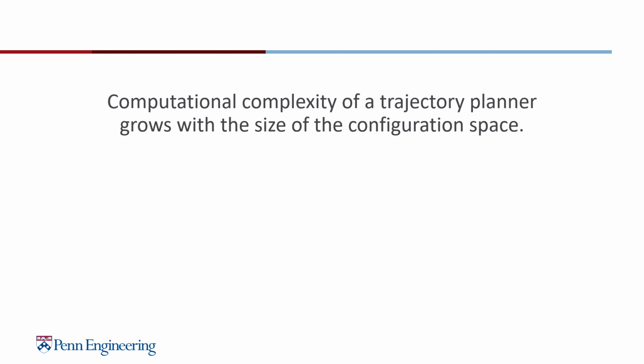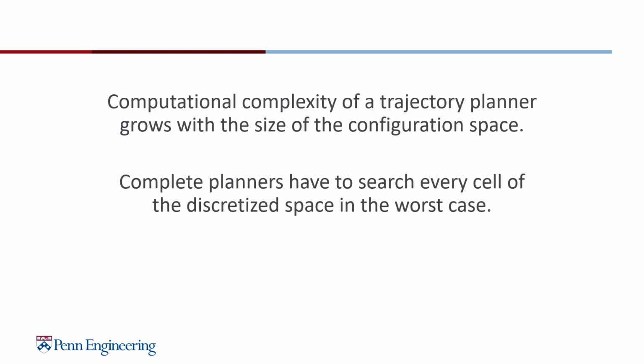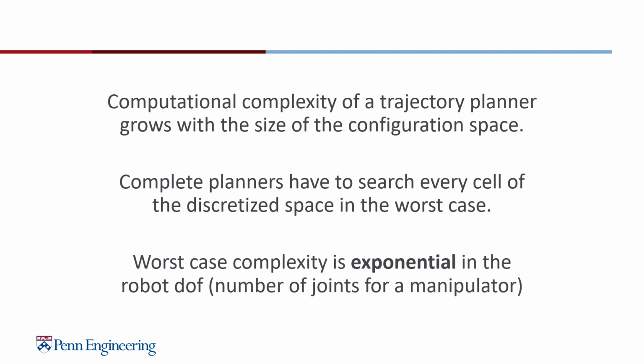In practice, the computational complexity of our planners that we described here grows with the size of the configuration space. This is because, in the worst case, they need to search every cell of the discretized space. And the discretized space grows exponentially with the number of degrees of freedom of a robot. So for example, for a manipulator robot, this would be the number of joints. So we would be exponential in the number of joints of the manipulator.